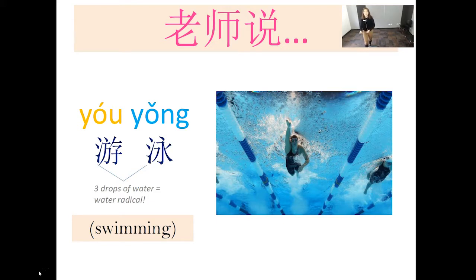What is it? 游泳. Everybody say 游泳. 游泳. Freestyle. 游泳 backstroke. 游泳 breaststroke. Notice how there's a radical with three strokes. 一, 二, 三. This means water. So now you can see that this character, 游泳, actually has two water radicals, which gives you a bit of a clue about what the meaning is.